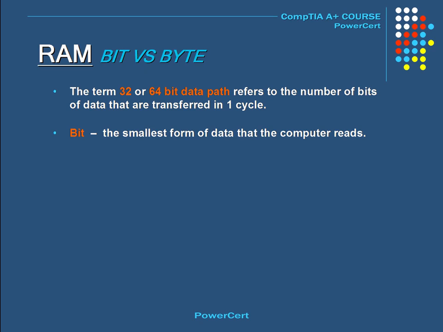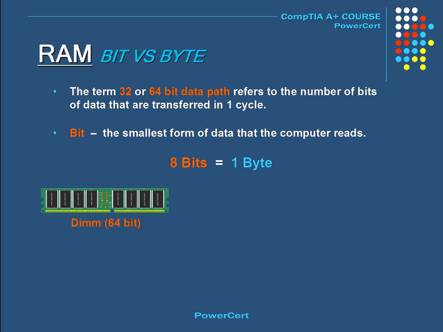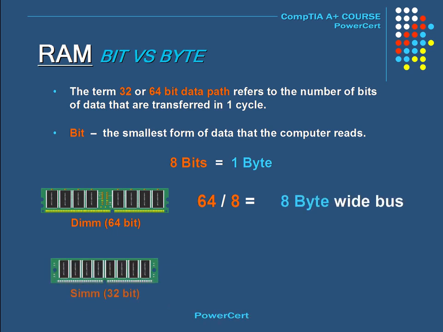Now there's also the term byte, and 8 bits is equal to 1 byte. So if a memory DIMM is rated to have a 64-bit data path, then that means that it has an 8-byte wide data path or bus, because 64 divided by 8 equals 8. And if a memory SIM that is rated to have a 32-bit data path, then that means that it has a 4-byte wide bus, because 32 divided by 8 equals 4.